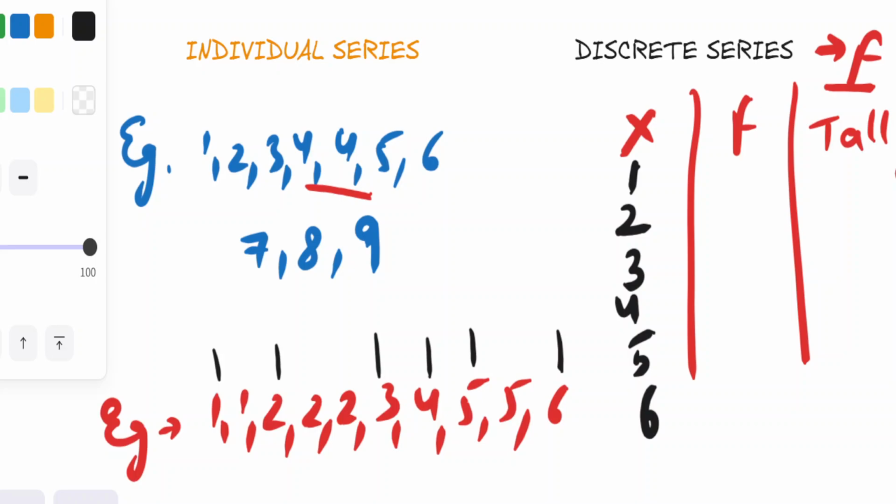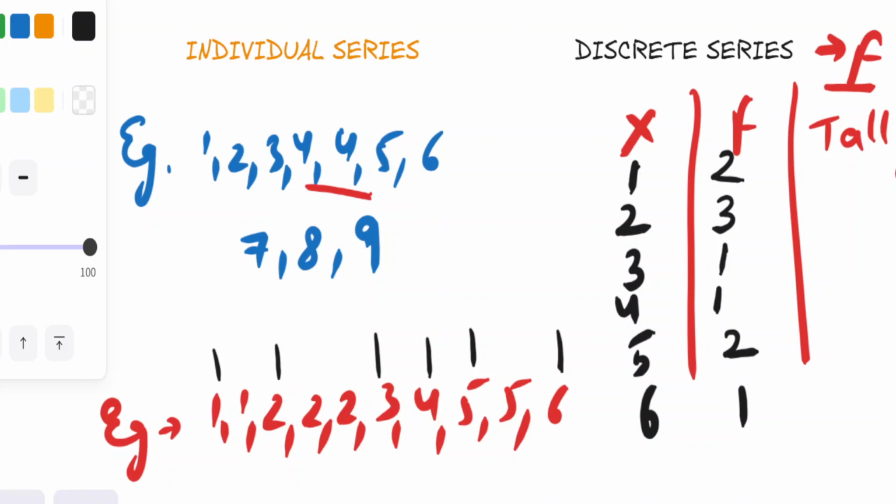So one is repeating twice, so the frequency for one is 2. Then 2 is repeating thrice, so the frequency for 2 is 3. Then 3 is repeating once, 4 is also repeating once, 5 is repeating twice, and 6 is repeating once, right? Now what are tally marks?